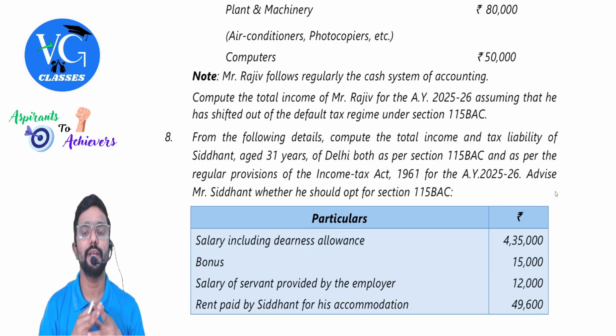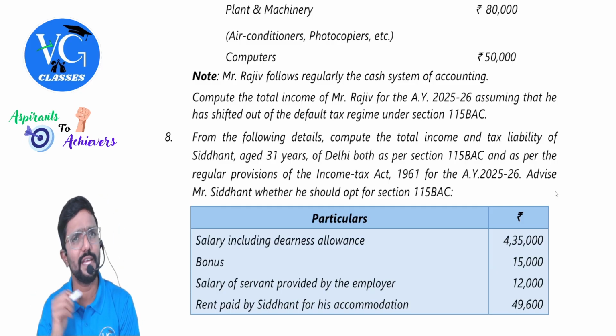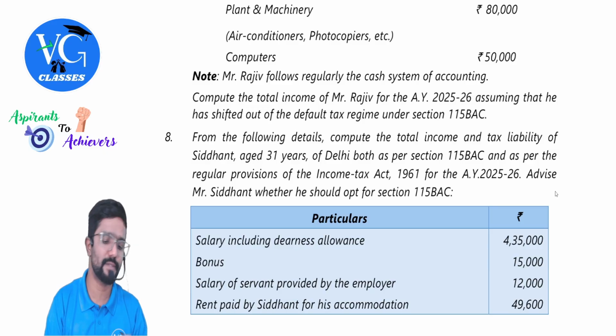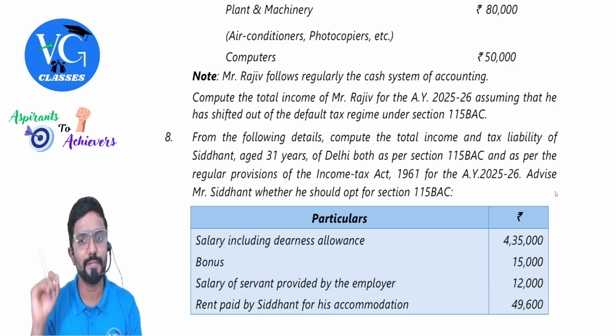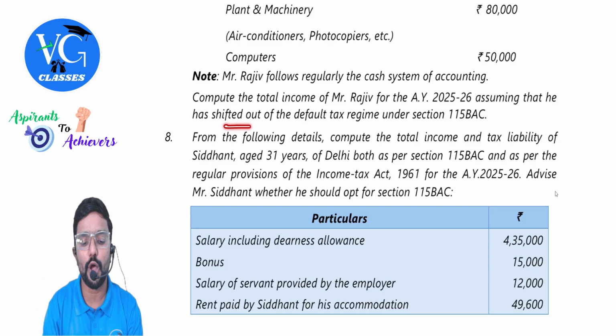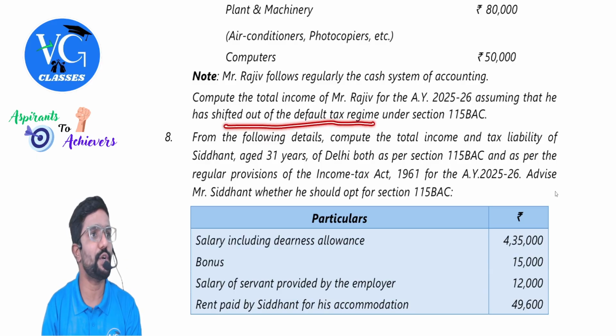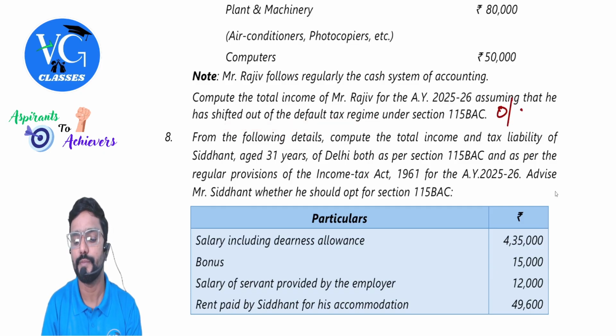Mr. Rajiv follows regularly the cash system of accounting. Can he follow the same for income tax purposes also? Yes. Compute the total income of Mr. Rajiv for the assessment year 25-26, assuming that he has shifted out of the default tax regime. Means he is following the optional scheme.